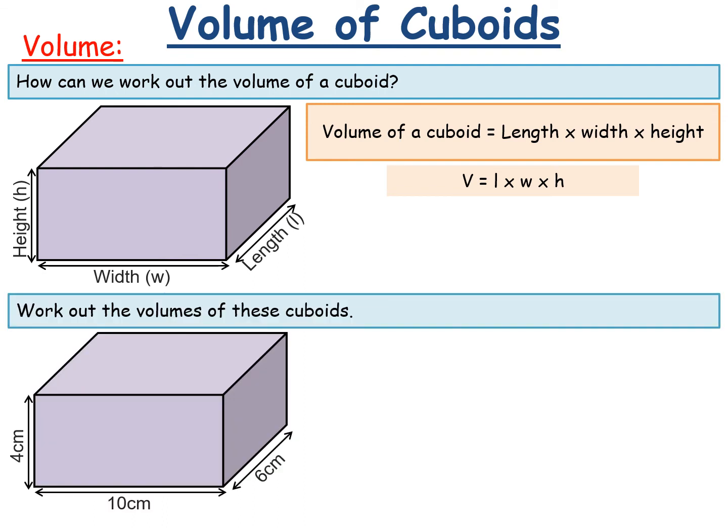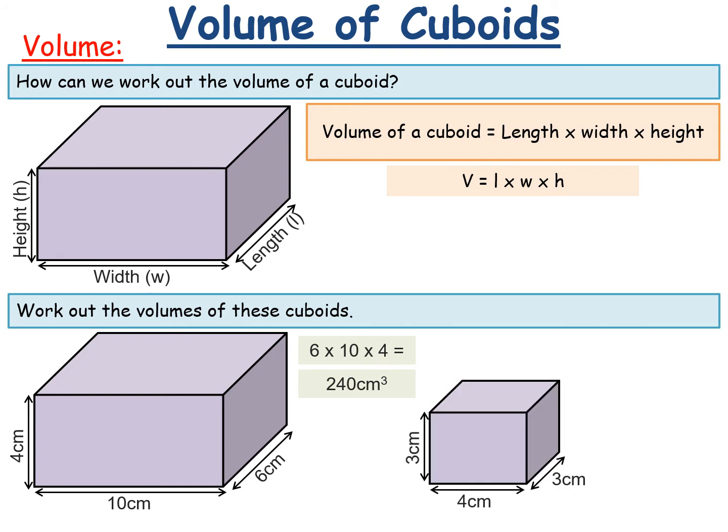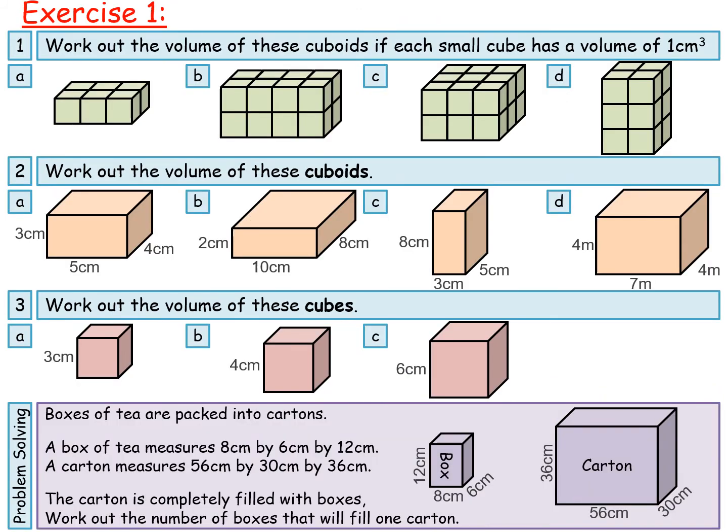Okay, so work out the volumes of these cuboids. 240 centimetres cubed: 6 times 10 is 60, 60 times 4 is 240, and remember we have to put centimetres cubed. Try the next one. 3 times 4 times 3, 36 centimetres cubed.